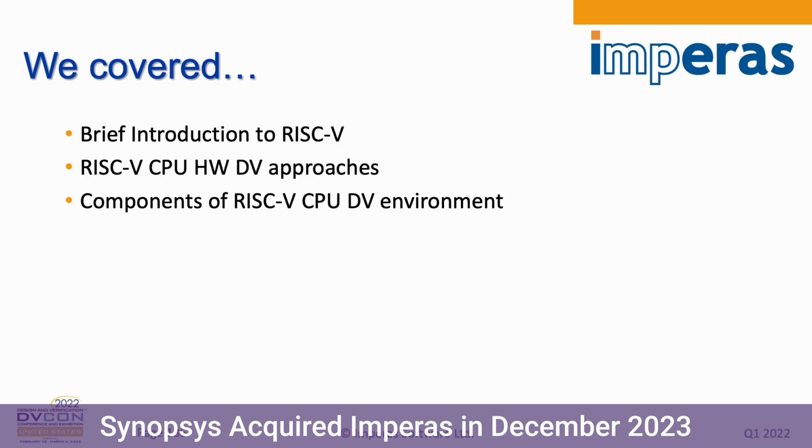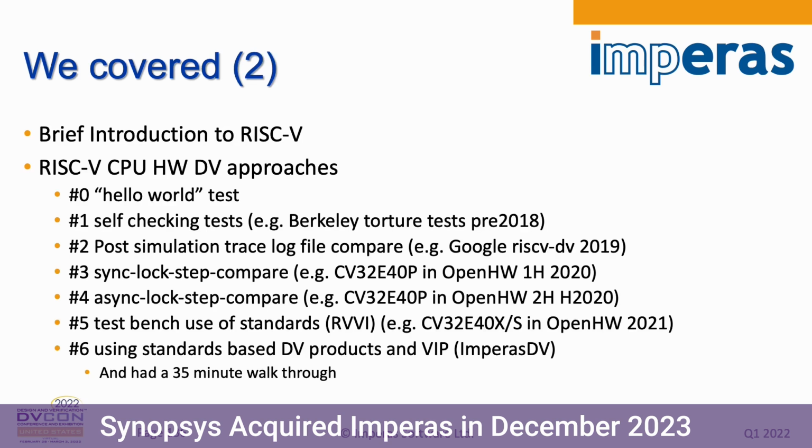So what we covered in this tutorial was a brief introduction to RISC-V. If we'd had longer, I could have explained more. We covered a little bit about the DV approaches people are using for CPU, and then some of the components that you'll find in those environments. In terms of the hardware DV approaches, we looked through Hello World, which obviously isn't a DV environment, through to self-checking, post-simulation trace log compare, several synchronous and asynchronous approaches, the use of standards and the evolution of RVVI, the RISC-V verification interface, and then we walked through a 35-minute walkthrough on a simulation and verification technology we've been building in ImperasDV that our customers are using to help with the verification of RISC-V.